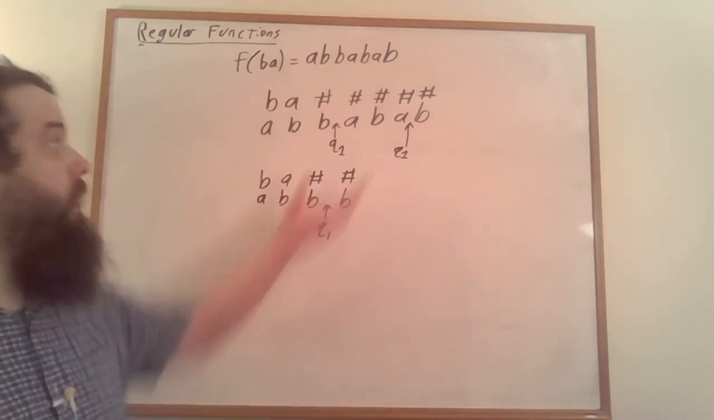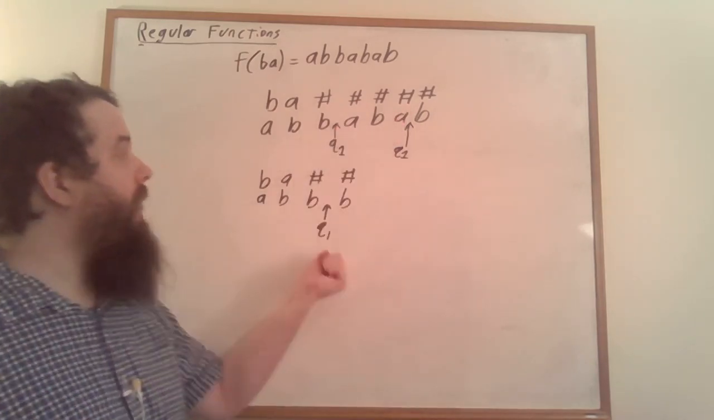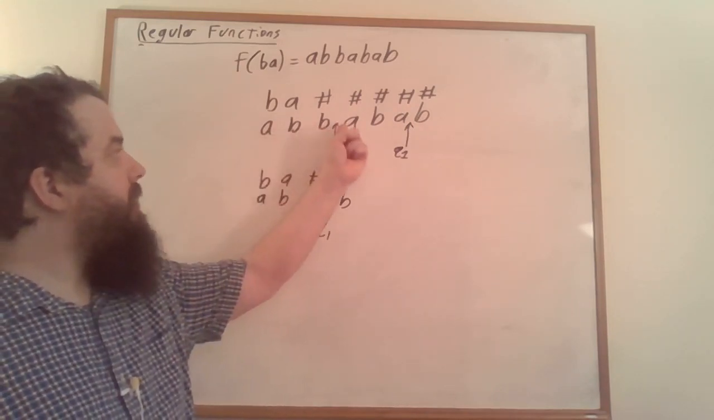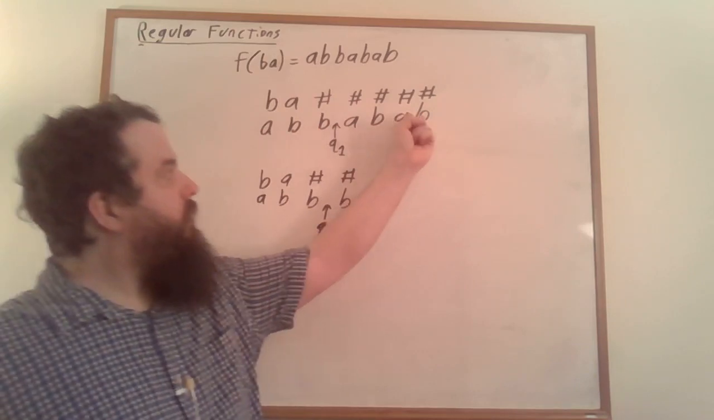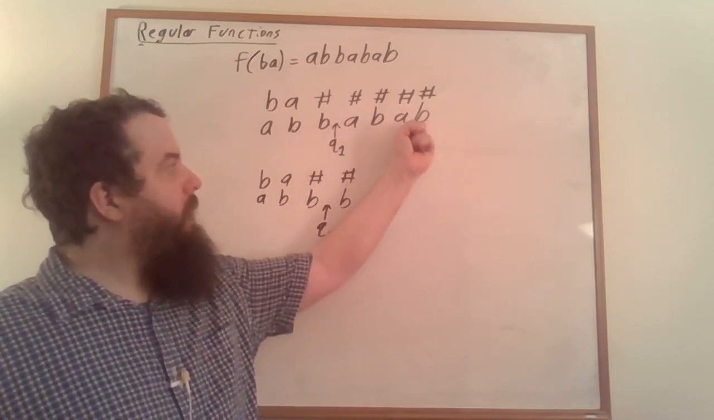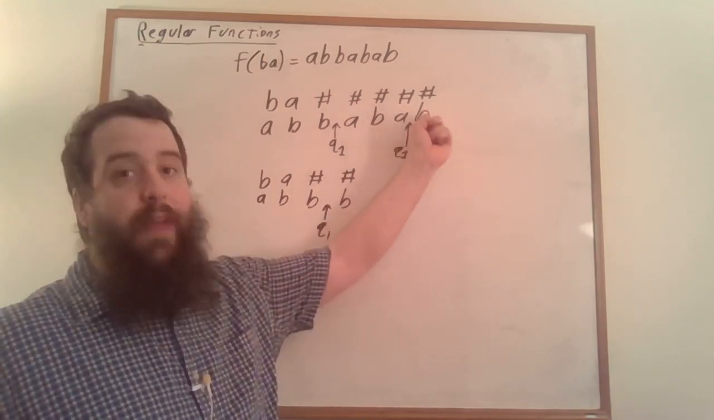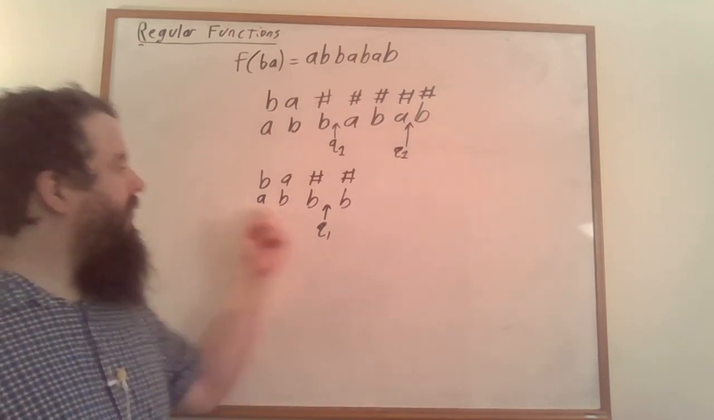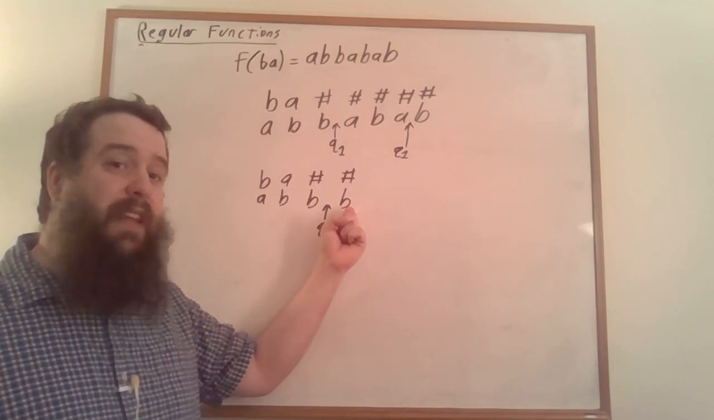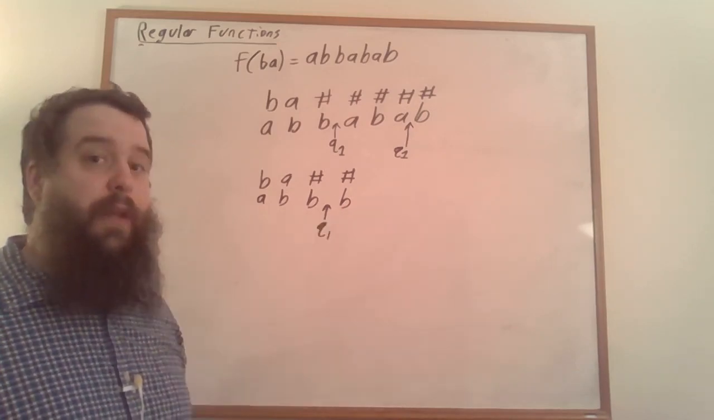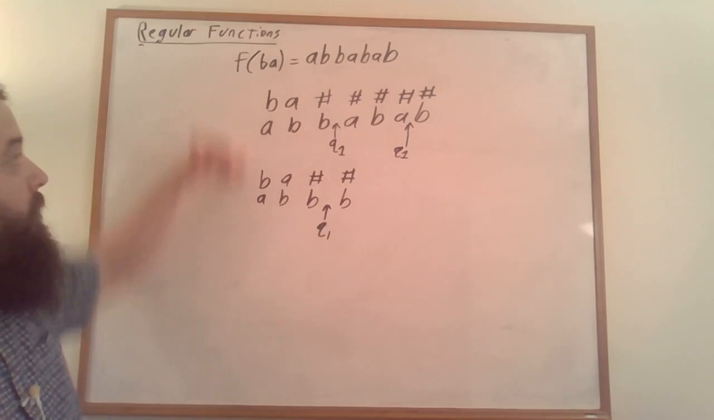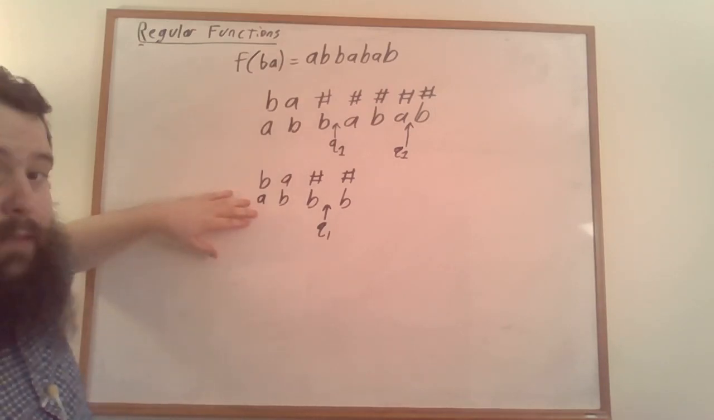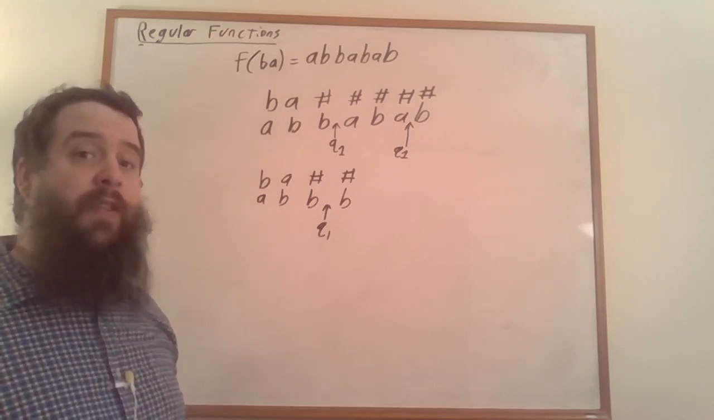For instance, we could remove this chunk entirely, and we would still, after reading this bit, get to state Q1, and just before reading this bit, we would be in state Q1, so after we read this character, we would wind up in an accept state. And so this would also be an accepted input of our automaton. In other words, f of BA would be both ABBA, BAB, and ABBB. And lots more things besides.